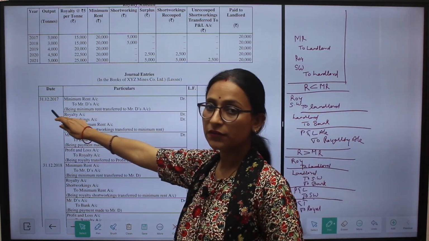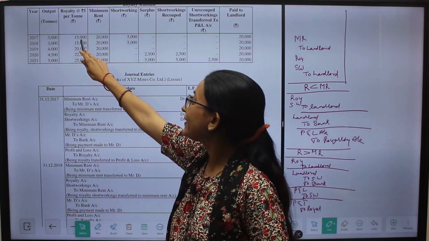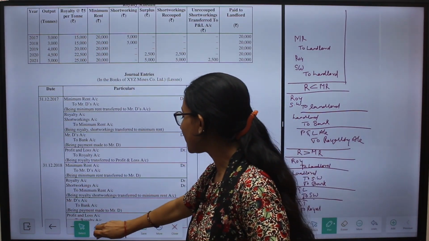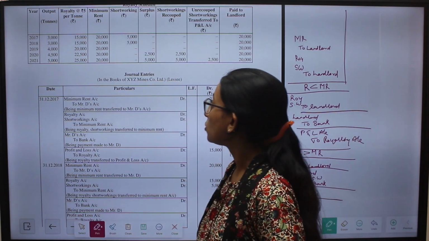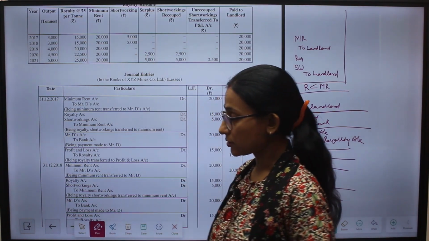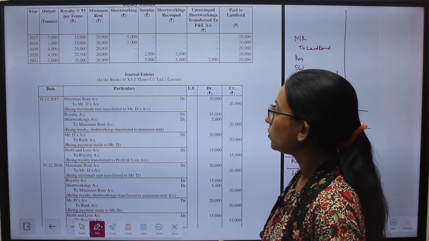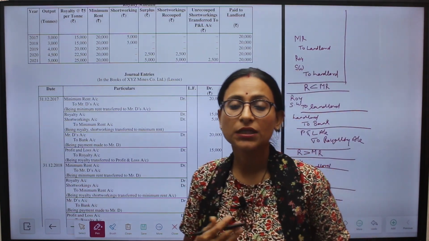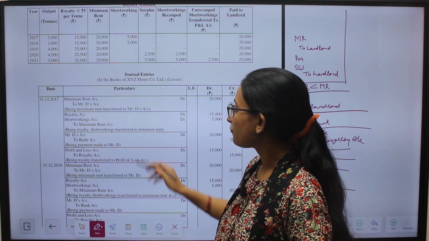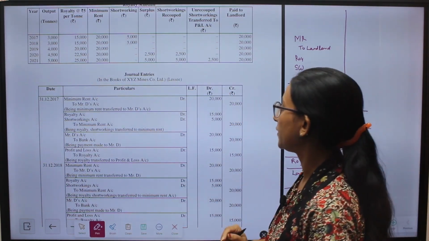We will start from the first year. In the first year the situation is royalty is less than minimum rent. Here the royalty is less, so that's why there is short working of 5,000. But in the question they have told that we have to maintain the minimum rent account. When they have told minimum rent account, we'll pass the first entry according to the minimum rent account. We have to open the minimum rent account.